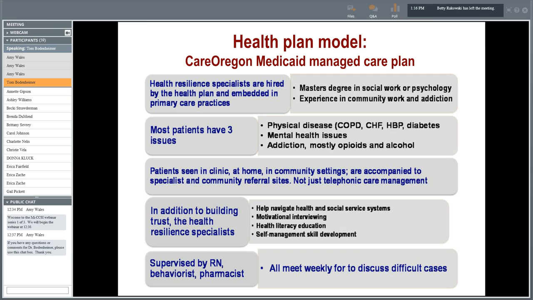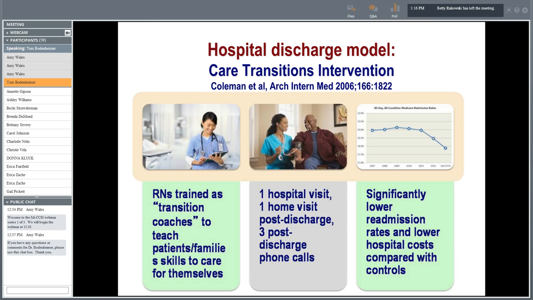And they really build trust with the patients, help them navigate. They do motivational interviewing to make sure that the patients are working with their goals that they have. They do health literacy education, health coaching, and they're supervised by RNs, behaviorists, and pharmacists. I've gone to one of their weekly meetings where all of the health resilience specialists from all the different primary care sites come together and discuss their difficult patients. It's really inspiring to see the wonderful work that they're doing for these very, very difficult patients. So the health plan model can really work if it goes beyond the typical care manager on the telephone.